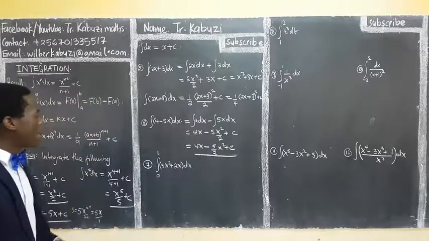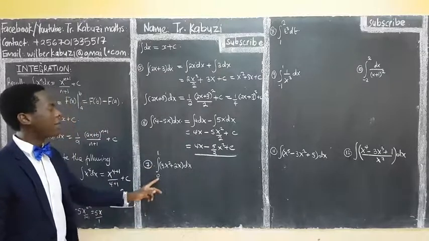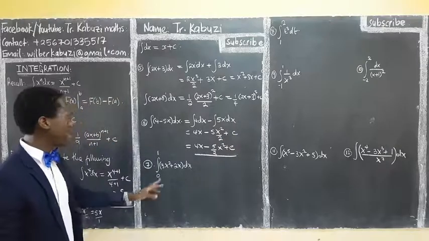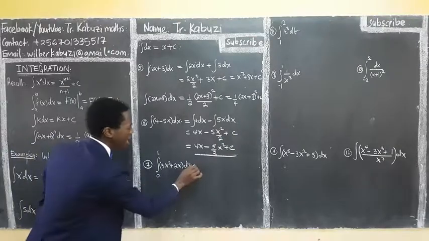As simple as that. When we come to this one, we have limits. These ones we are not having limits, that's why we are putting the constants of integration. But here we have limits. Okay, let us see how we integrate this.